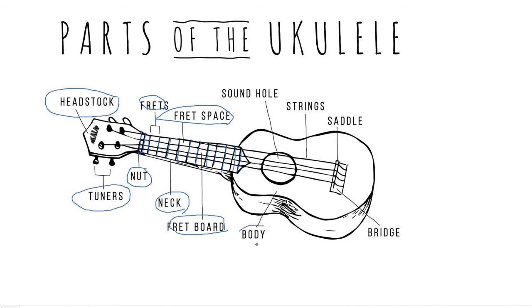Then we have the body of the ukulele, the sound hole where the music comes from. Then we have the strings. We have the saddle, which is nothing but this plastic portion which is attached to something called the bridge, and both of these help to support the strings.